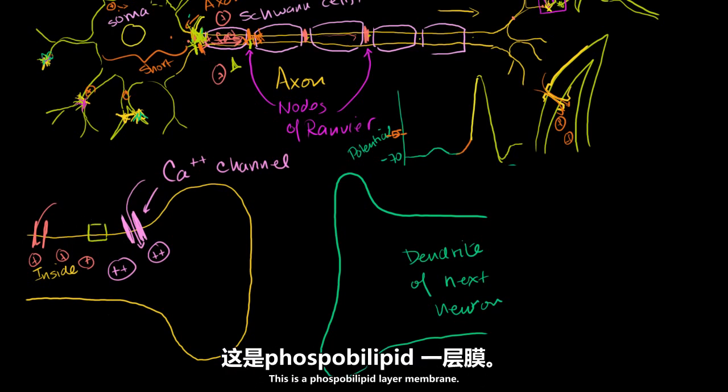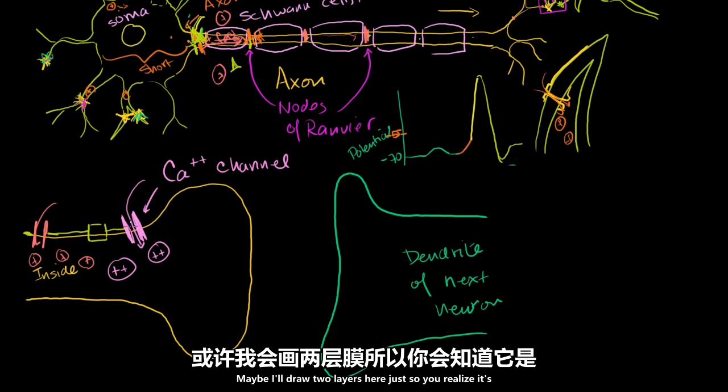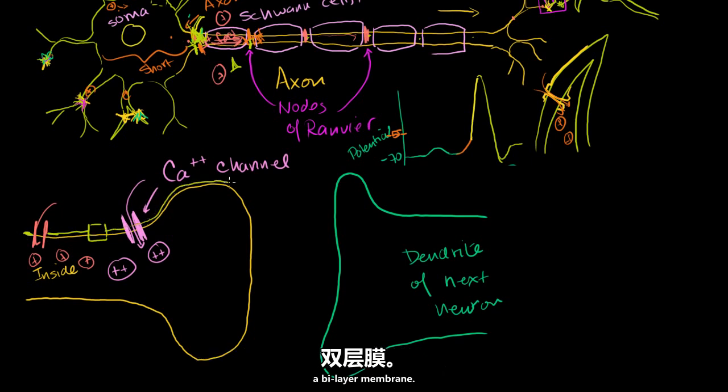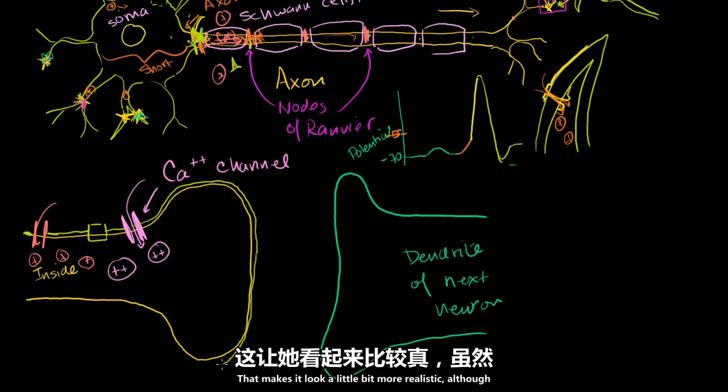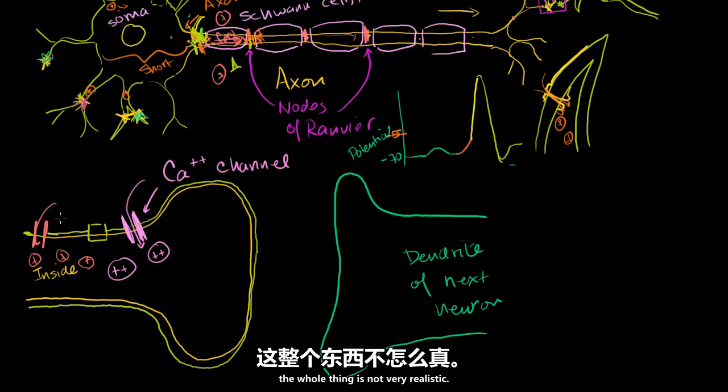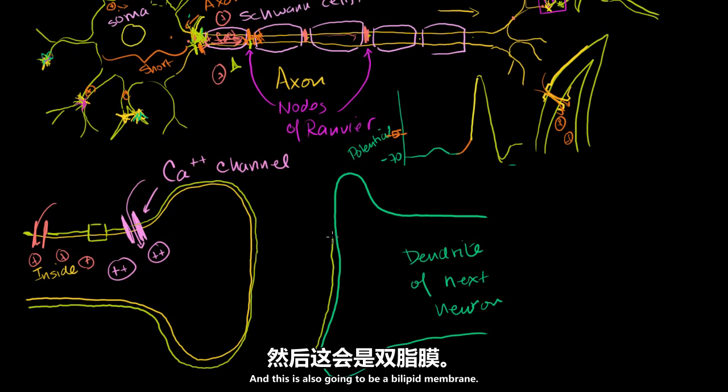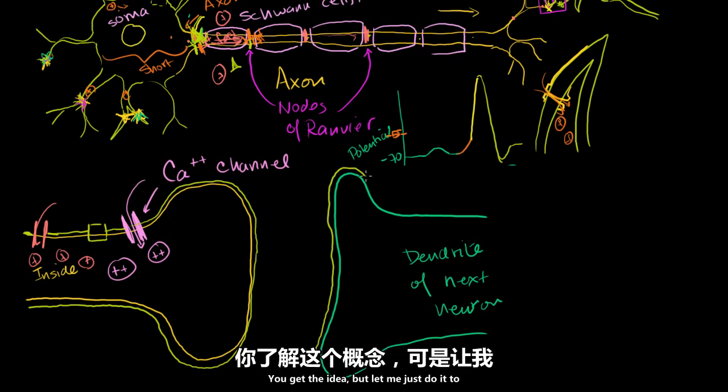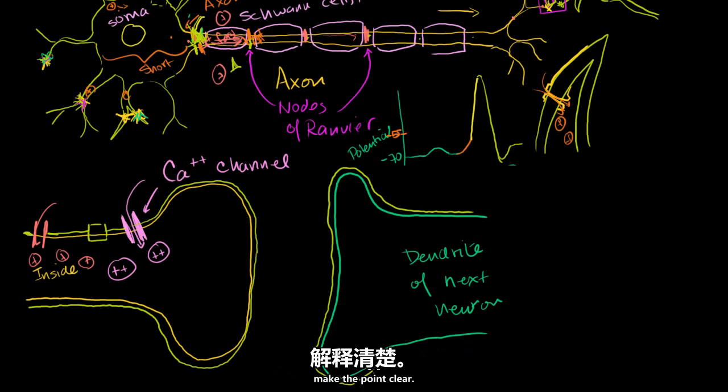This is a phospholipid layer membrane, so maybe I should just draw it. Maybe I'll draw 2 layers here just so you realize that it's a bilayer membrane. Let me draw it like that. That makes it look a little bit more realistic, although the whole thing is not very realistic. And this is also going to be a bilipid membrane. I think you get the idea, but let me just do it just to make the point clear.